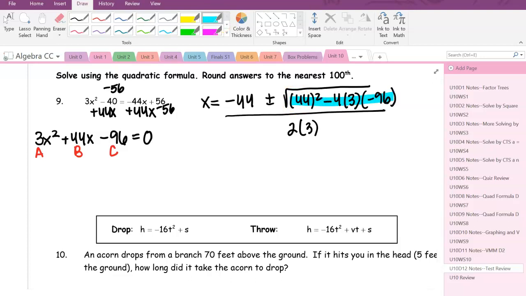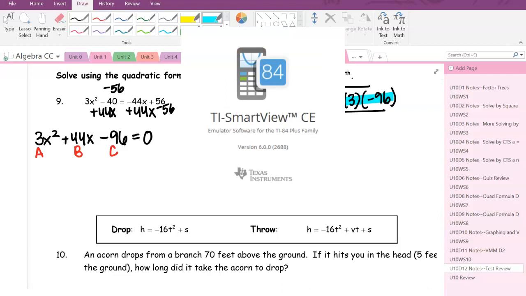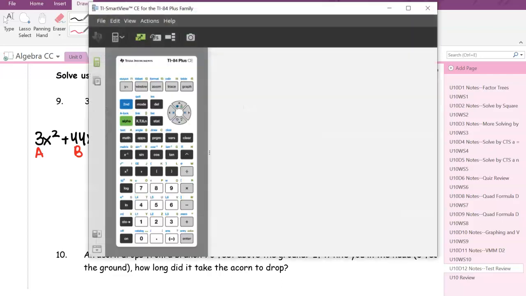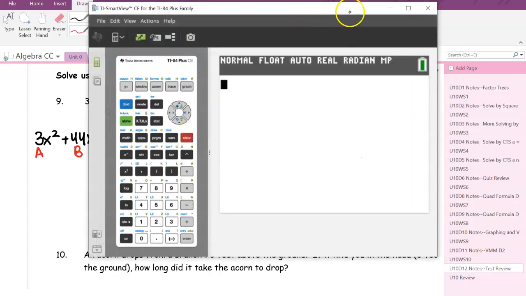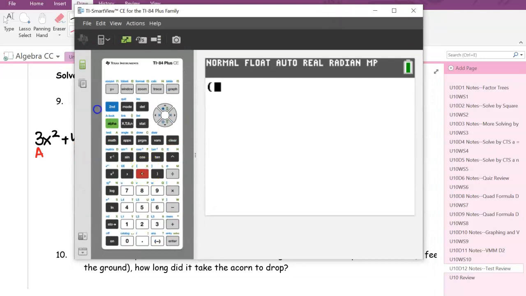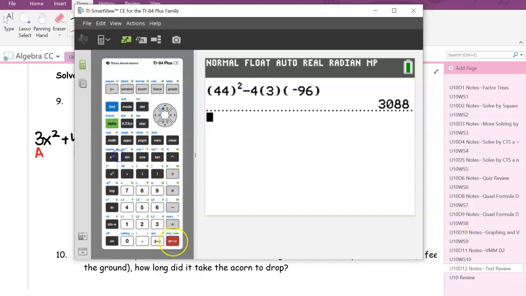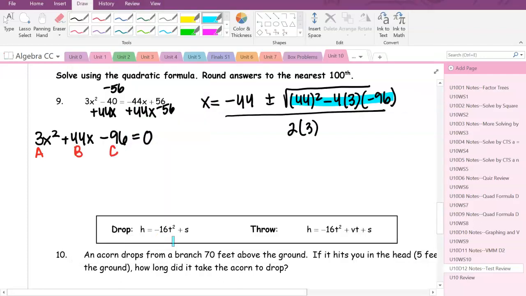All right, next I'm going to evaluate the discriminant, which again is the part right under here. I'm going to use my calculator, which I should have had loaded, but I didn't. Could have paused the video and got it running, but we're just rolling with this. Okay, here we go. So we have 44 squared minus 4 times a and c. Make sure you have the negative 96. And we get 3,088.